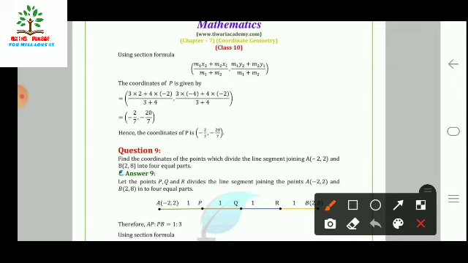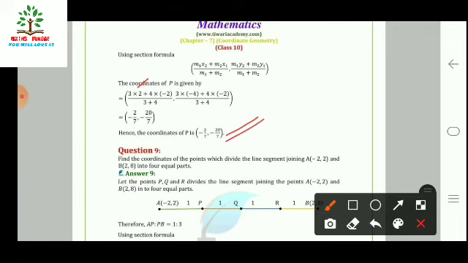The formula is (m1 x2 + m2 x1) over (m1 + m2), and (m1 y2 + m2 y1) over (m1 + m2). Putting all the values here: (3 into 2 plus 4 into -2) over (3 plus 4), and (3 into -4 plus 4 into -2) over (3 plus 4). So the result is -2/7, -20/7. So these are the coordinates of P.